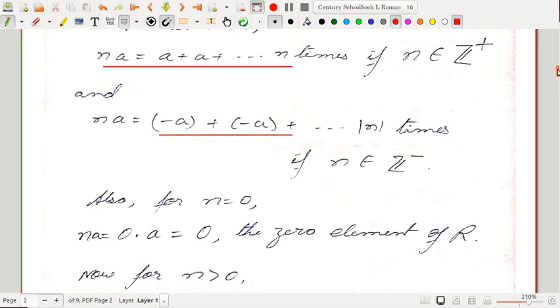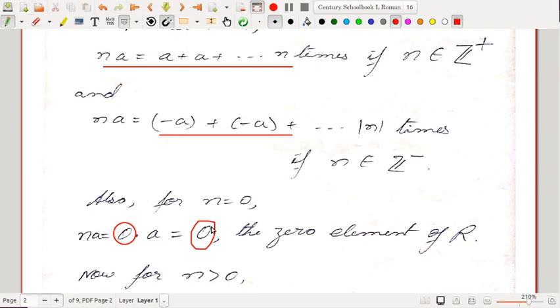Also for n equal to 0, what is na? na means 0 multiplied with a. So you note that here this 0 is the integer 0, but this 0 is the 0 element of the ring. So the 0 on the left side is not the same as the 0 on the right side. The 0 on the left side is the integer 0, the 0 that we have known since our childhood, and the 0 on the right hand side is the 0 element of the ring.